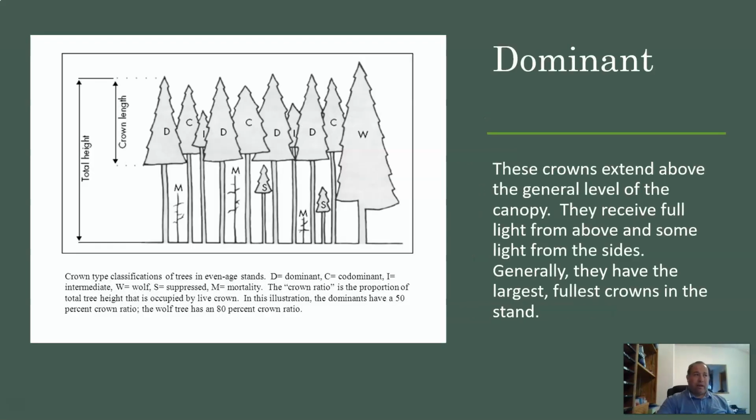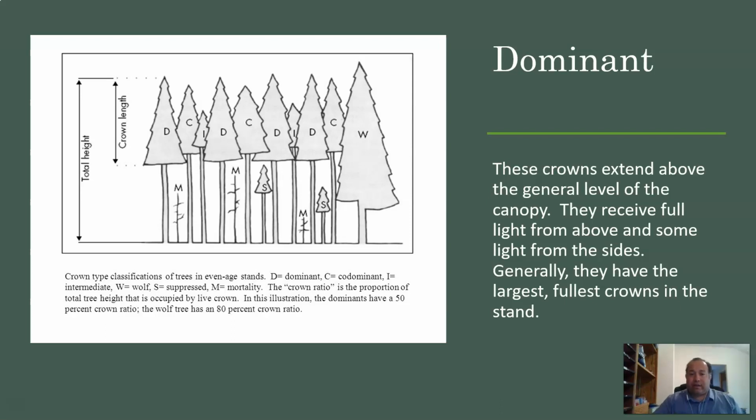And so there's going to be 5 specific types of crown classes that we talk about. We're going to talk about dominant trees, codominant trees, intermediate trees, suppressed trees, and then we'll also talk about wolf trees. So those are going to be our 5 crown classifications.